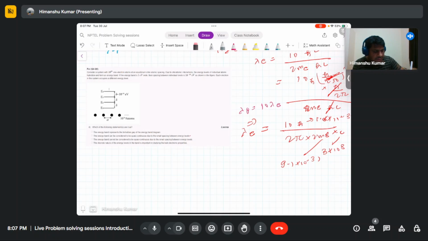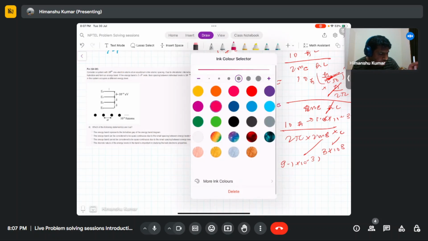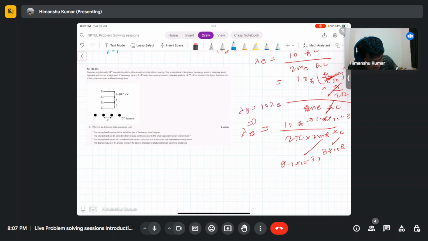The next problem talks about consider a system with 10 to the power 19 one-electron atoms at equilibrium atomic spacing. Due to interatomic interaction, the energy levels of individual atoms hybridize.